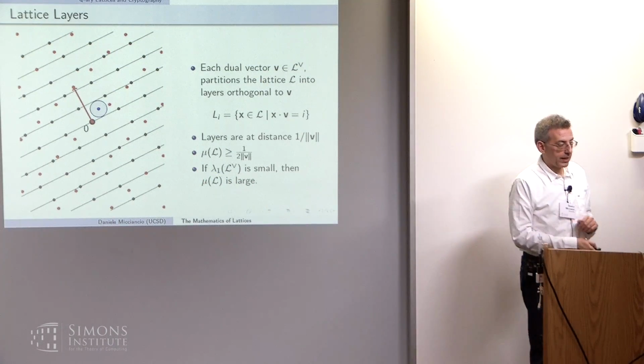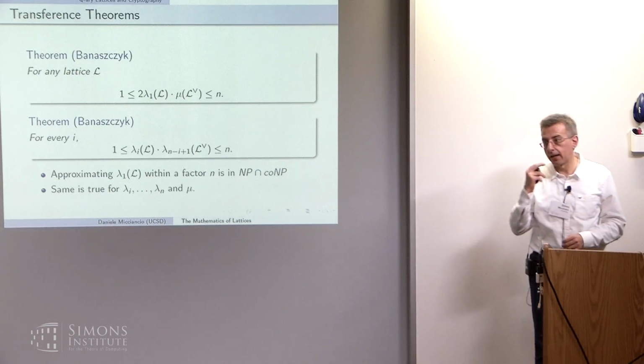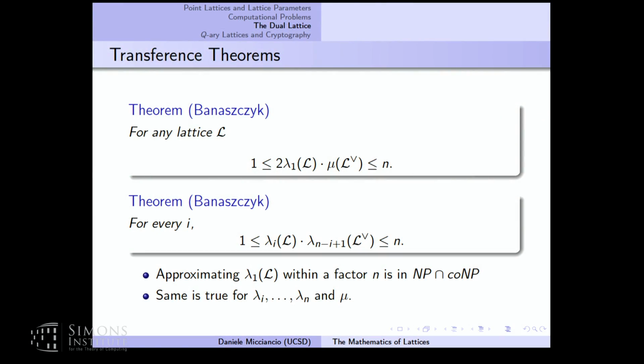So this is an example of a transference theorem. The strongest transference theorems were proved by Banaszczyk in the early 90s. There were previous bounds proved by other mathematicians, including Hermite and Minkowski, where this number was much bigger than n. It was originally an exponential term. So you can relate lambda 1 of the lattice and the covering radius of the dual, they are related by an approximate inverse relation. The product of these two numbers is always between 1 and n, where n is the dimension of the lattice.